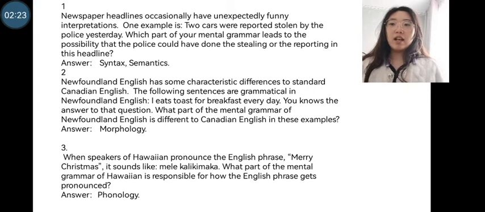Second, Newfoundland English has some characteristic differences to standard Canadian English. The following sentence is grammatical in Newfoundland English: "I eat toast for breakfast every day." What part of the mental grammar of Newfoundland English is different to Canadian English in this example? The answer is phonology.